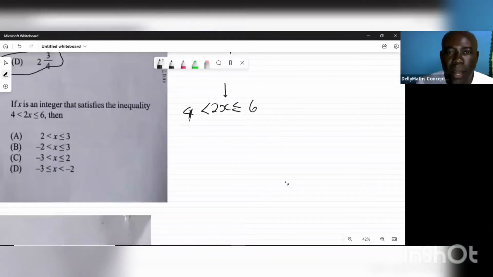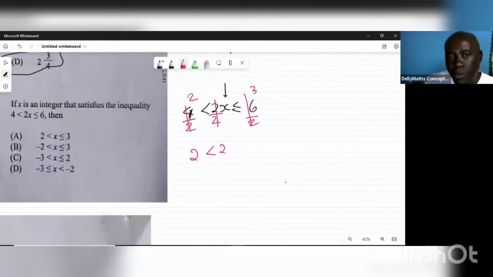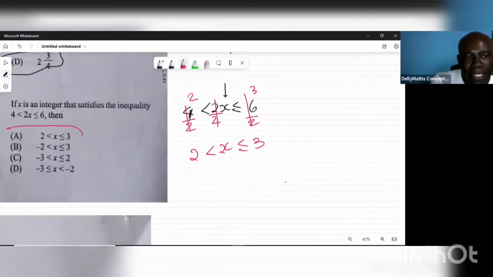So what you want to do basically is get the x to be alone. It's not alone right there. So in getting the x to be alone, we can divide everything by 2. Because whatever you do one place, you have to do all the way through for balancing sake. So 2 divided by 2. So the x is alone now. And you could say this is 2 and this is 3 there. So what we have is 2 less than x less than or equal to 3. And we'll look for this answer here. And the answer is at A.